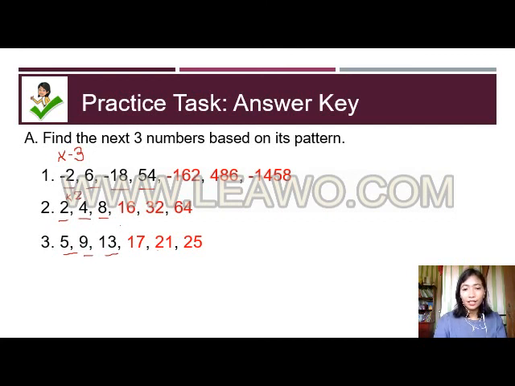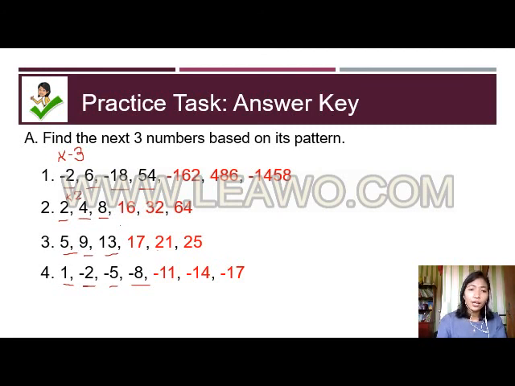Then to get the next three terms, 13 plus 4, 17. 17 plus 4, we get 21. Then 21 plus 4, we get 25. Okay, number 4. You are given 1, -2, -5, and -8.